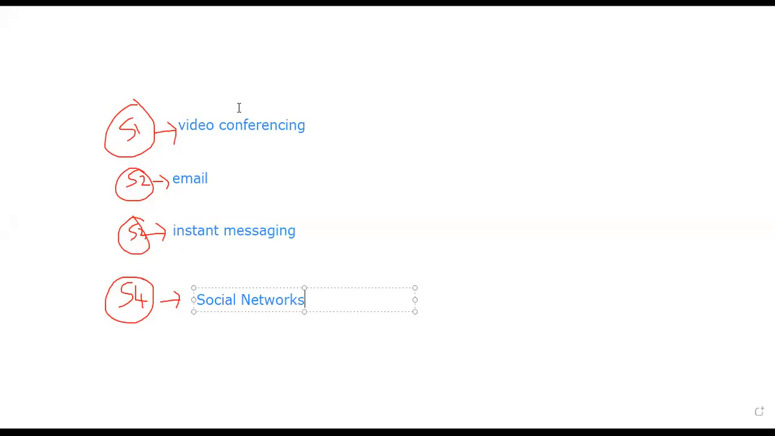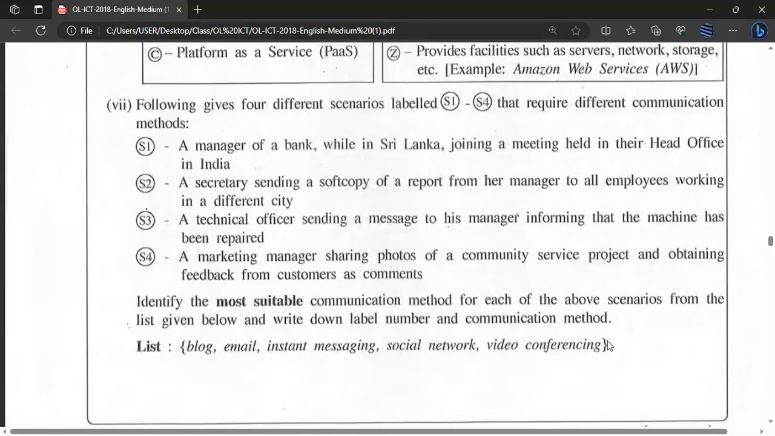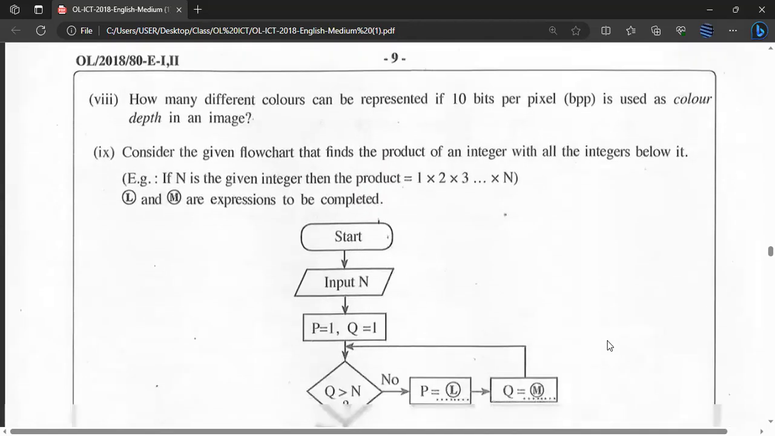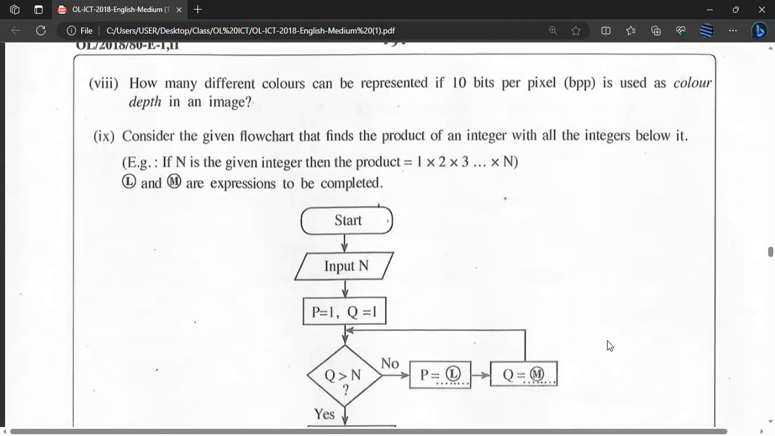Then moving forward to the next question, right? How many different colors can be represented if 10 bits per pixel is used as color depth in an image? So that's going to be 2 to the power 10, which is going to be 1024. 2 to the power 10 is 1024.